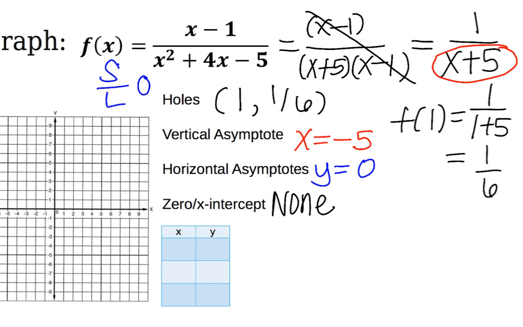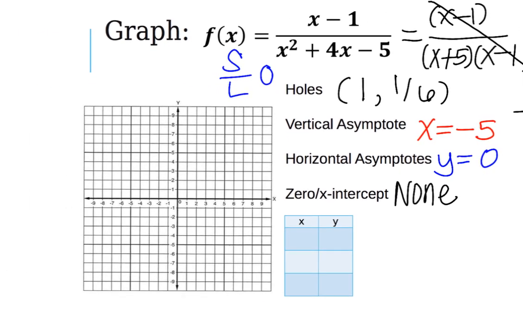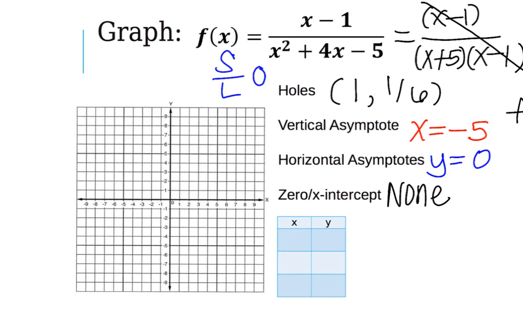So let's go ahead and plot our key features on our graph. When we're graphing our vertical asymptote, we want to go to negative 5 and draw a vertical dashed or dotted line. Remember our arrows, because that is continuing on forever. And our horizontal asymptote is going to be a horizontal line at y equals 0, also including those arrows there.